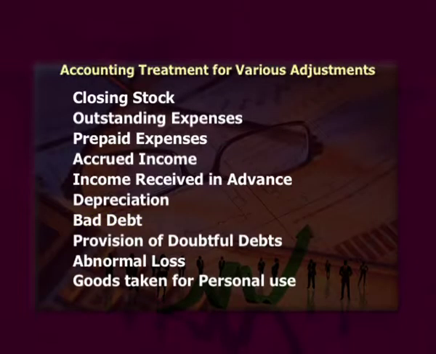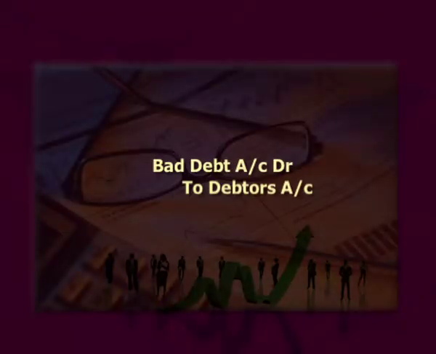Bad debt. The debtors from whom the amount of debt owed by them to us or portion of that can no longer be recovered, it is treated as bad debt, and the entry is bad debt account is debited to the debtors account. Its effect on financial statement: debit to P&L account, deducted from debtors, and net amount of debtors is shown on the asset side of the balance sheet.